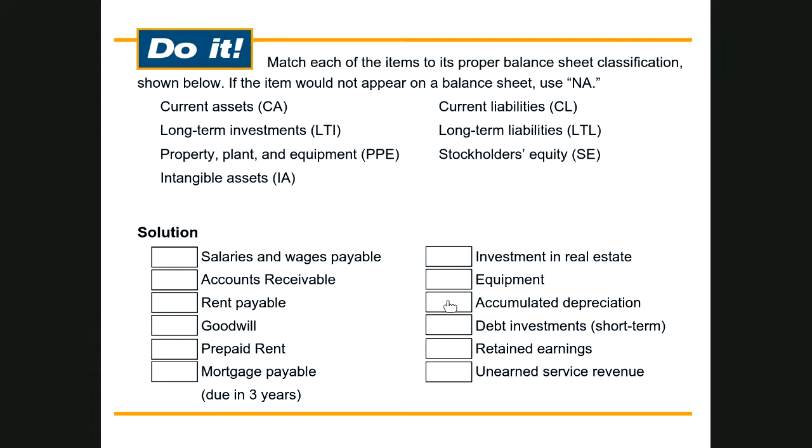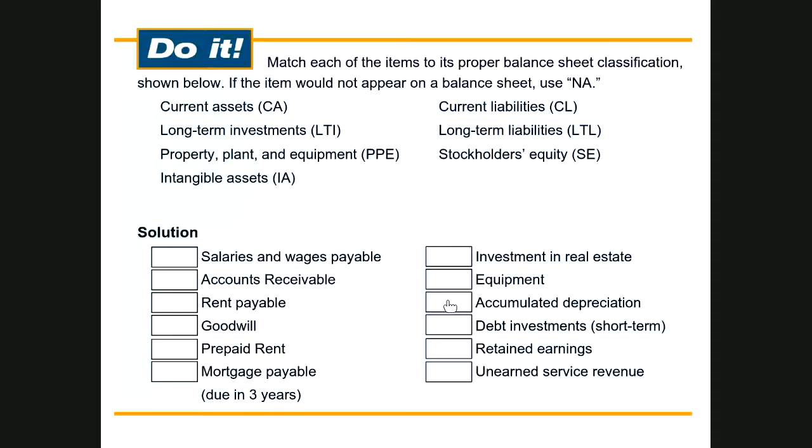Intangible asset. No, it would be in property, plant, and equipment, right? Because the accumulated depreciation is shown right below the buildings and the machines and so forth. Okay. All right. Fine.